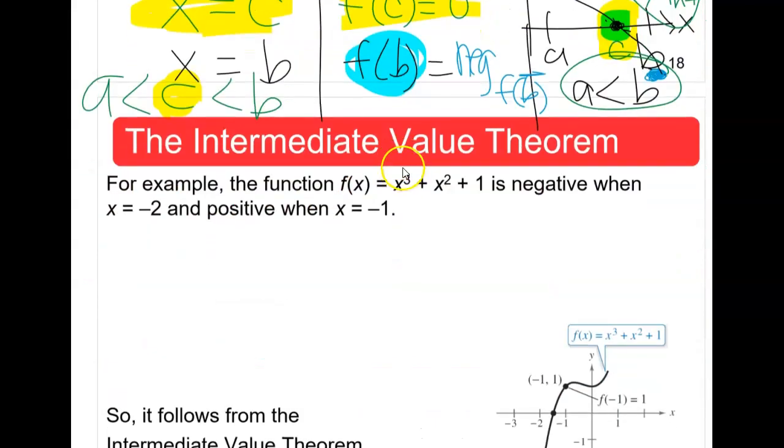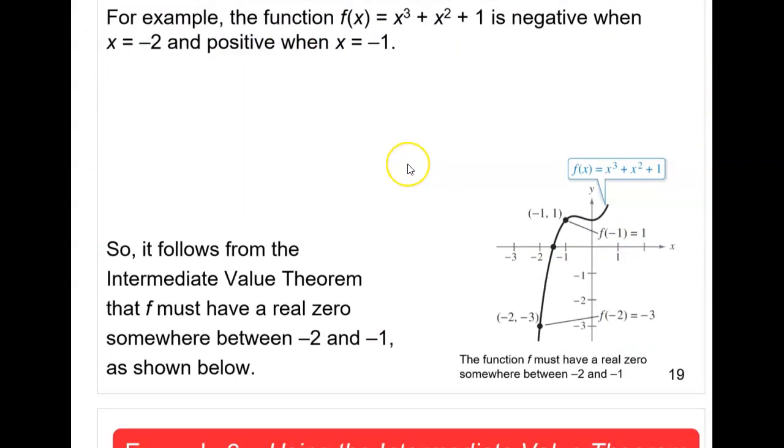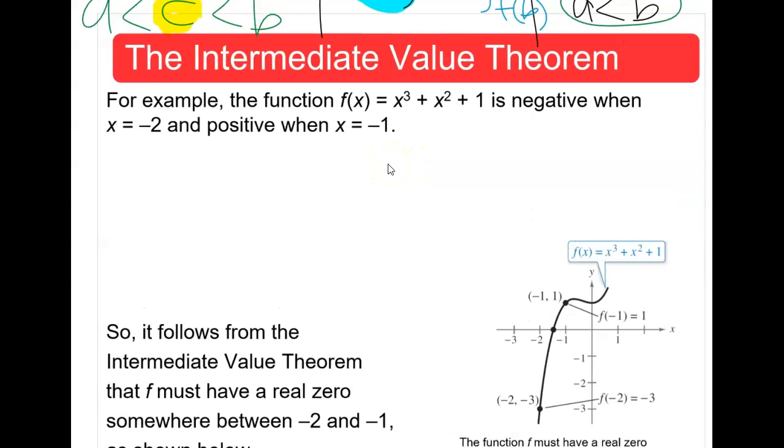Okay, so how do we use it? You might have a question like this on your test. It will say something like, use the Intermediate Value Theorem to show that there is a zero between x equals -2 and x equals -1. So what do we have to do? Well, we have to find f of -2. From the original equation, everywhere you see an x, we substitute the number we have for our input.